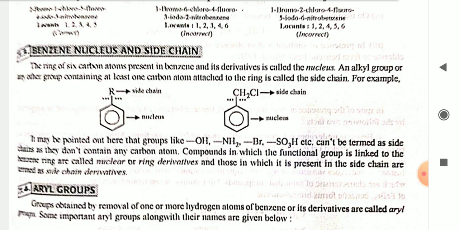It may be noted here that groups like OH, NH2, Br, SO3H, etc. cannot be termed side chains as they do not contain any carbon atom. Compounds in which the functional group is linked to the benzene ring are called nuclear or ring derivatives, and those in which it is present in the side chain are termed side chain derivatives.